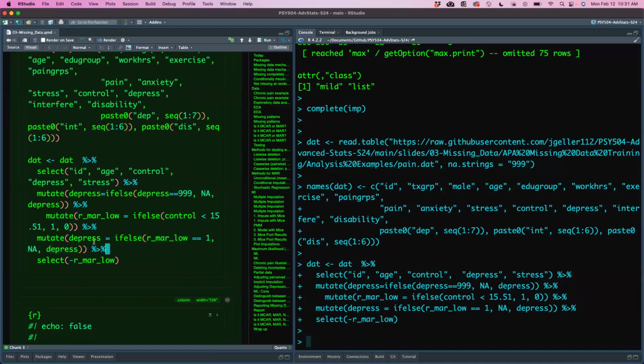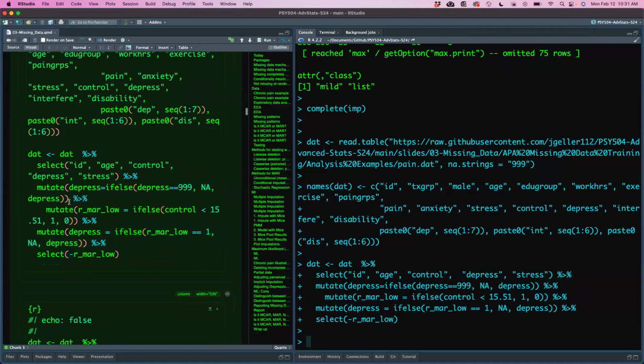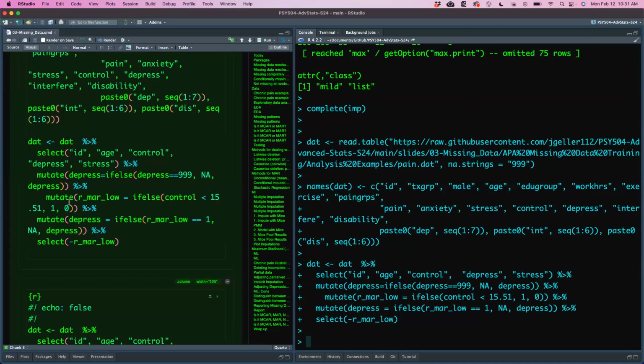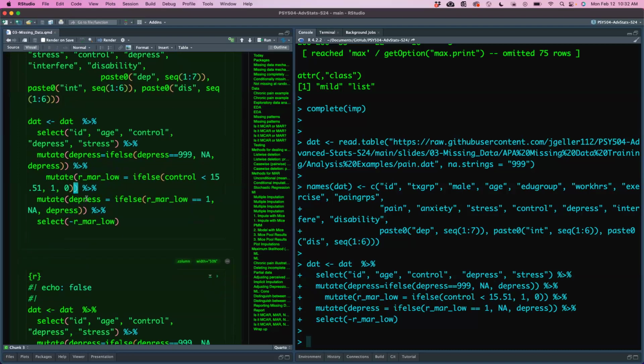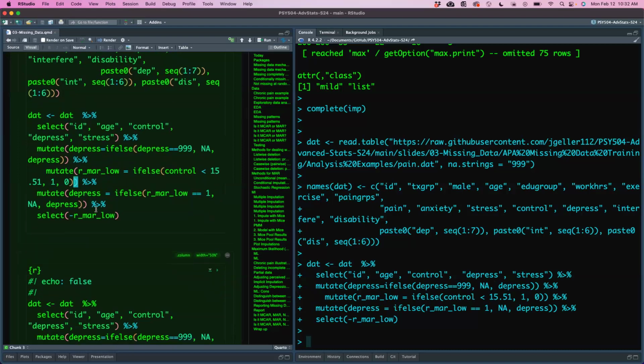So given this, what do you think the mechanism of missingness is in this data set that I've created, given what we know about the mechanisms? So how is missingness related to anything?